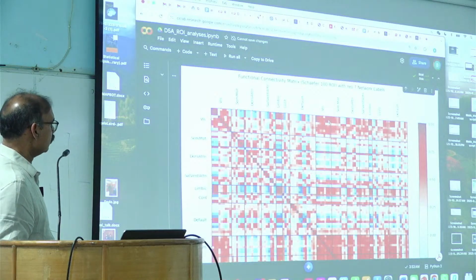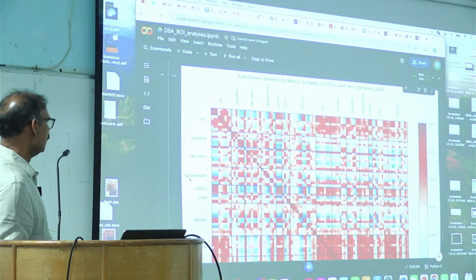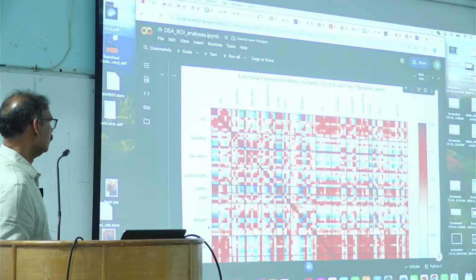This one is also related. Visual, somatomotor, dorsal attention, salience, ventral attention, limbic, default mode.